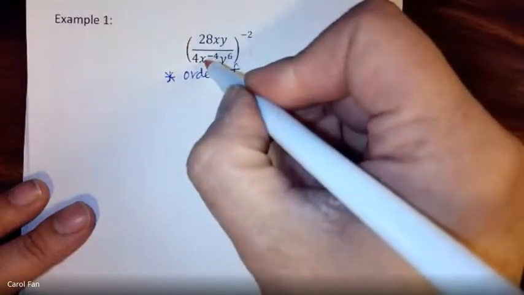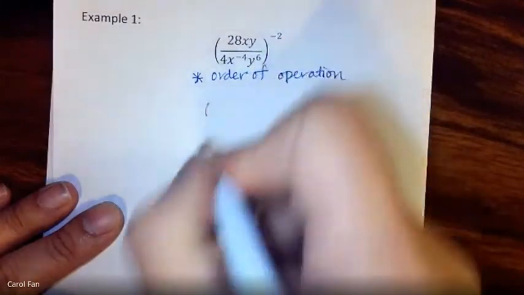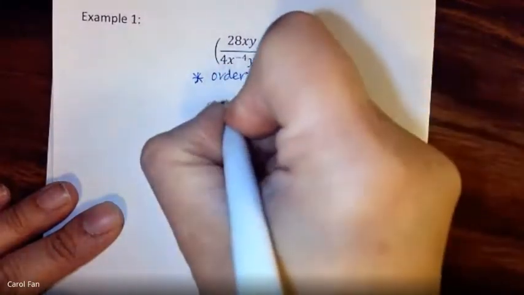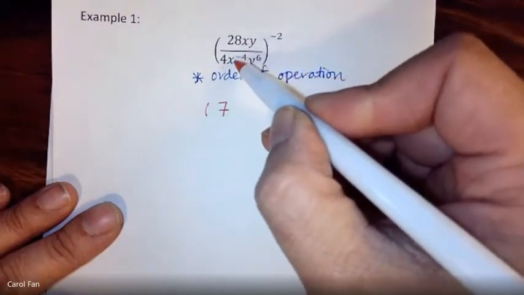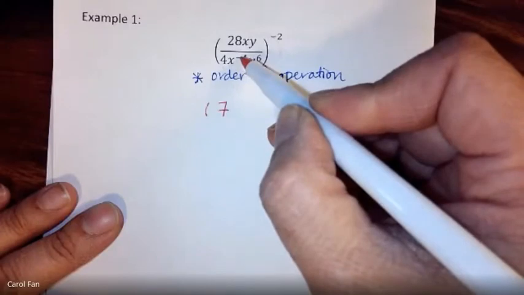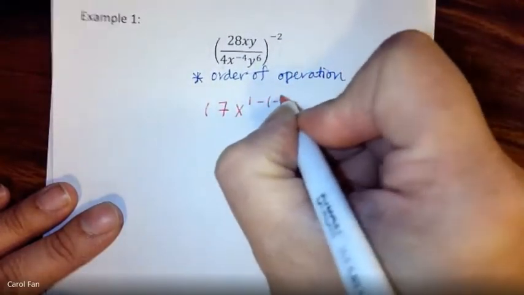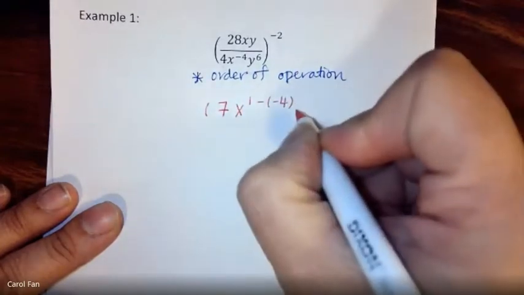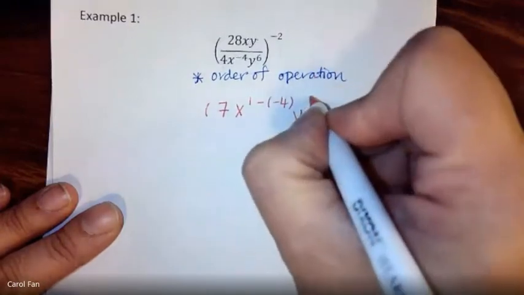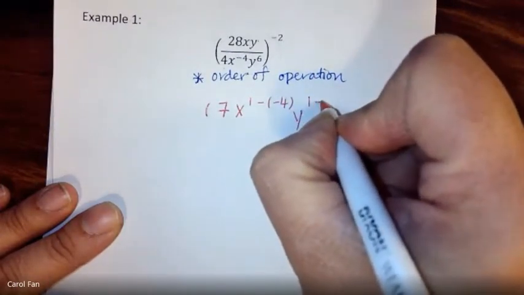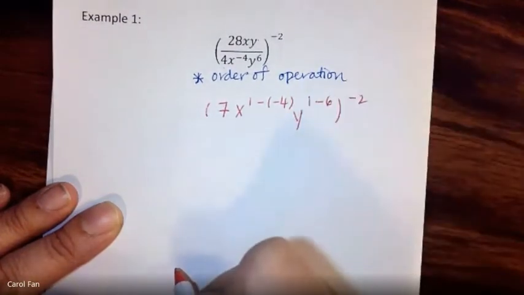So first of all, we're going to look at our coefficients. Our coefficient, we have 28 divided by 4. That gives us 7. The second one, we have x divided by x to the negative 4. So we're using our quotient rule, x to the 1 minus negative 4. And same thing, quotient rule again. We have y to the power of 1 minus 6. And all of that is still to the negative 2.